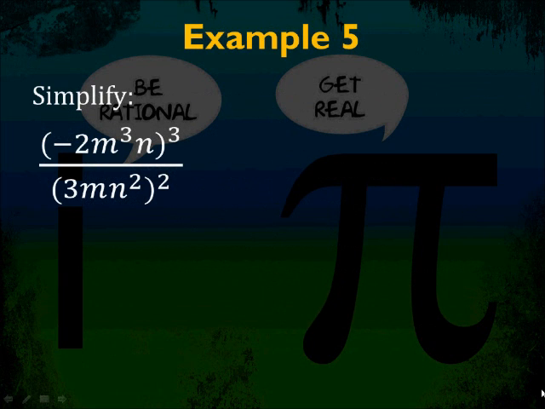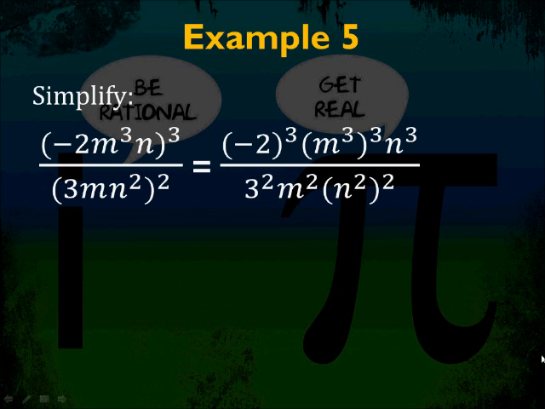Let's take a look at example 5. We have that quantity, -2m cubed times n, all to the 3rd power. And on the bottom we have 3mn squared quantity squared. So the first thing you'll want to do is apply the 3rd law and take the exponent and apply it to every term inside the parentheses. Remember, you can do that. We're not adding things together. It's just one big product.